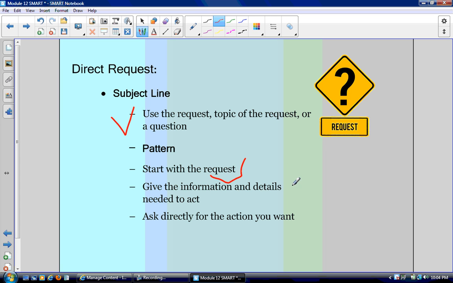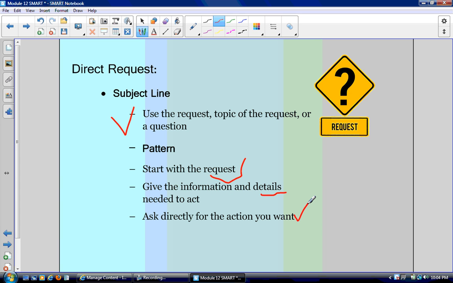And then of course, the body, you give the details that are needed to act. So for instance, in that example of asking people to volunteer for the company picnic, when do they need to show up? What do they need to bring? How long do they have to be there? What are the details of the request? And then you close with a reminder of what exactly you want them to do.